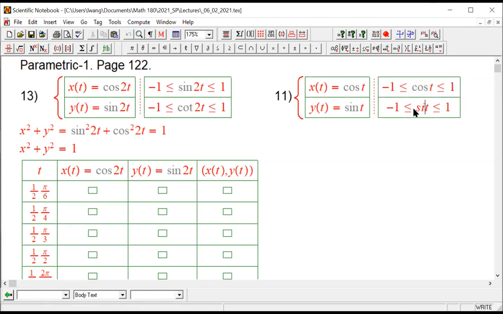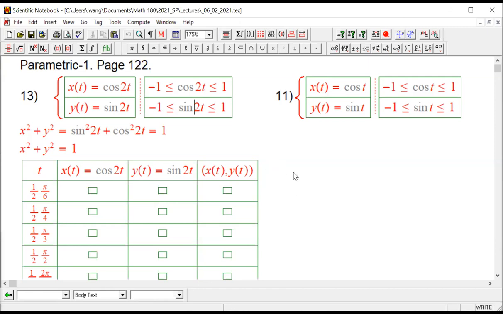Sine T. Right? What did I do here? Sine, sorry. This is sine. I made some mistake somewhere, okay? So I'm going to bring, I should have chosen 11, but it doesn't matter, okay?